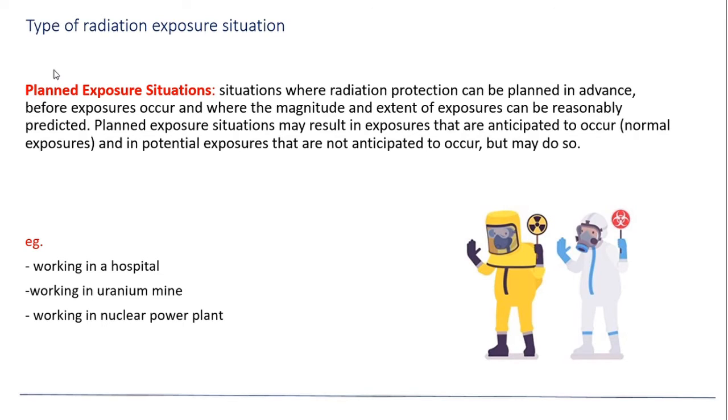Planned exposure situation is a situation where the radiation protection can be planned in advance before exposure occurs, and where the magnitude and extent of exposure can be reasonably predicted. So this type is planned before exposure and the result of this exposure can be predicted.